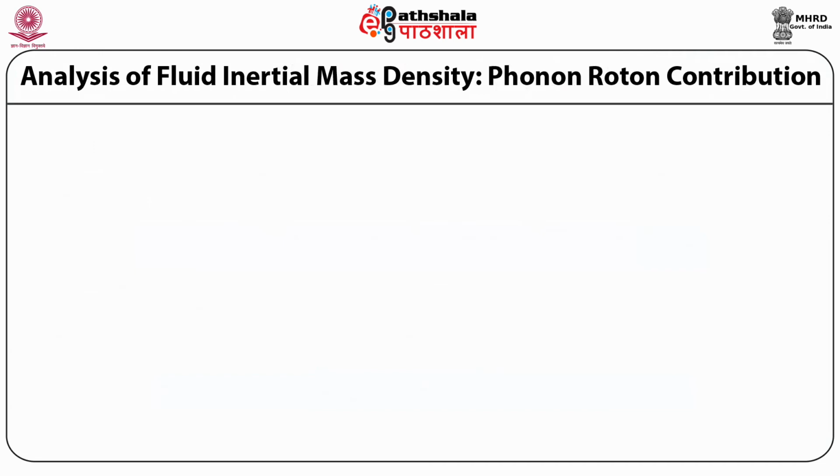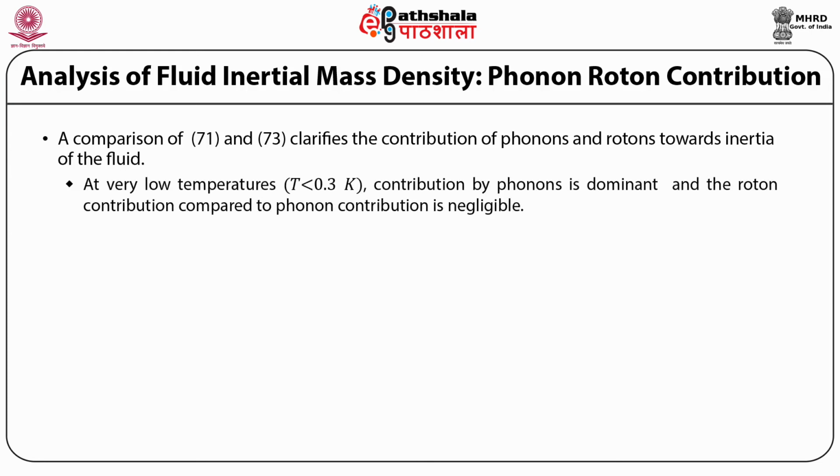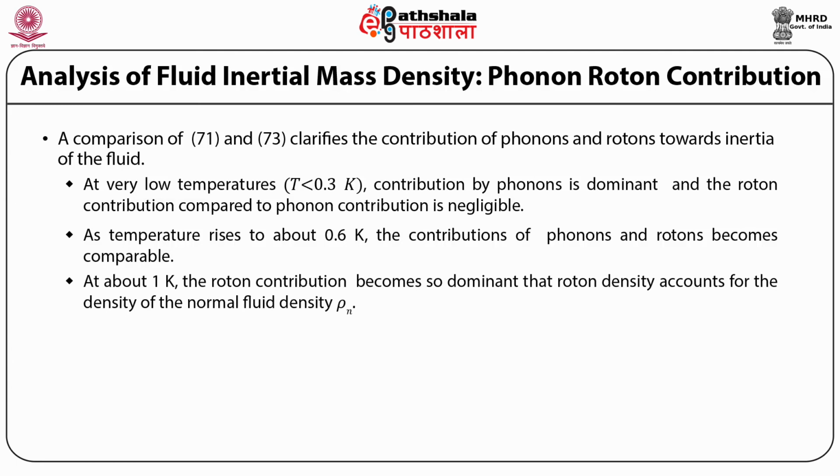Now let us try to analyze the fluid inertial mass density and the phonon-roton contribution. A comparison of 71 and 73 clarifies the contribution of phonons and rotons towards inertia of the fluid. At very low temperatures, that is T less than 0.3 K, contribution by phonons is dominant and the roton contribution compared to phonon contribution is negligible. As temperature rises to about 0.6 K, the contributions of phonons and rotons become comparable. At about 1 K, the roton contribution becomes so dominant that roton density accounts for the normal fluid density, that is rho n.